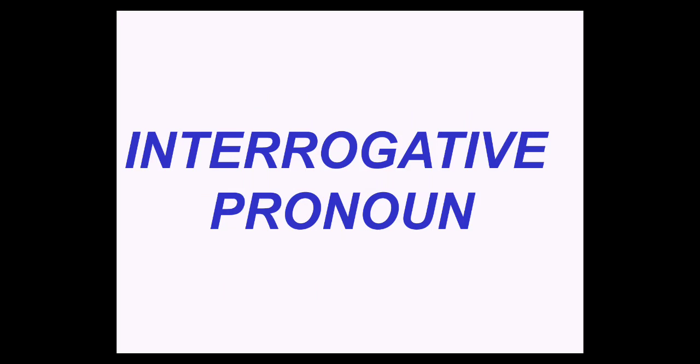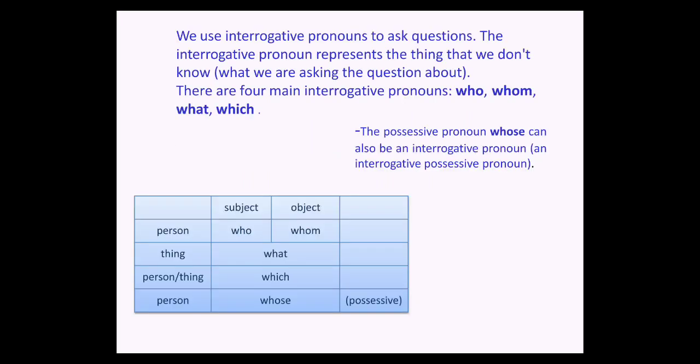Interrogative pronoun. We use interrogative pronouns to ask questions. The interrogative pronoun represents the thing that we don't know what we are asking the question about. There are four main interrogative pronouns: who, whom, what, and which. The possessive pronoun whose can also be an interrogative pronoun, an interrogative possessive pronoun. So person, thing, person or thing, and person, subject and object.